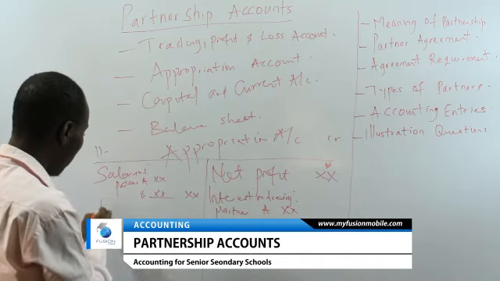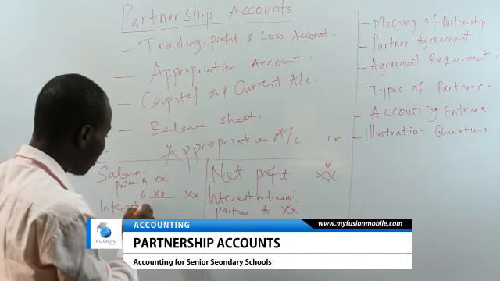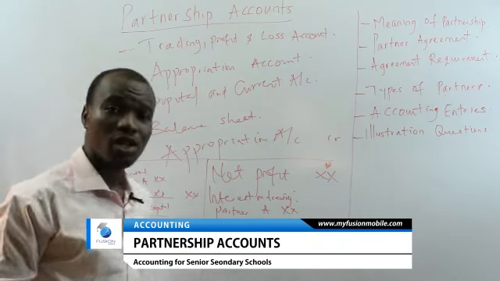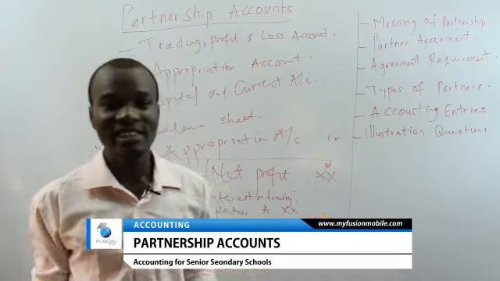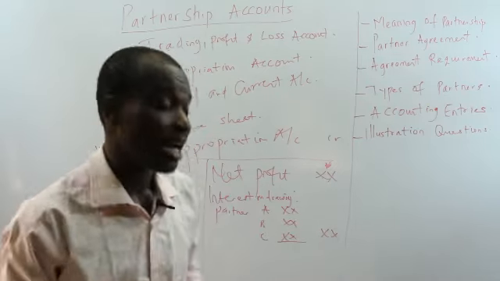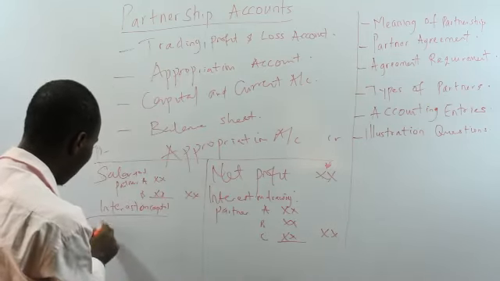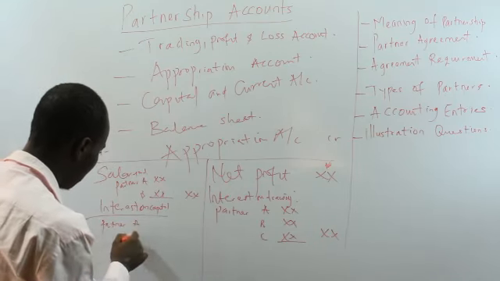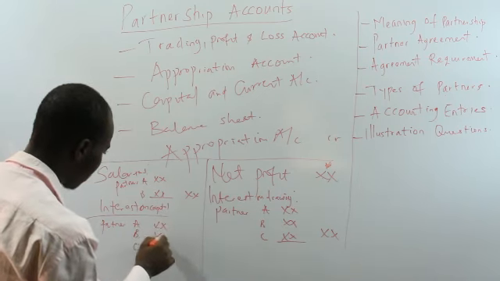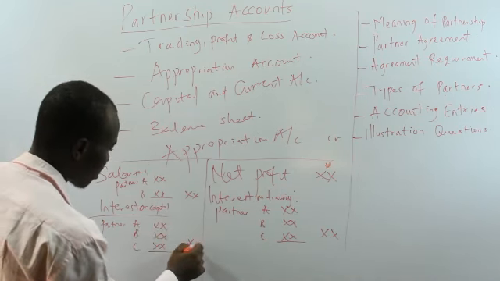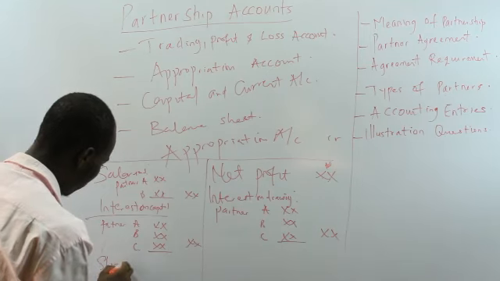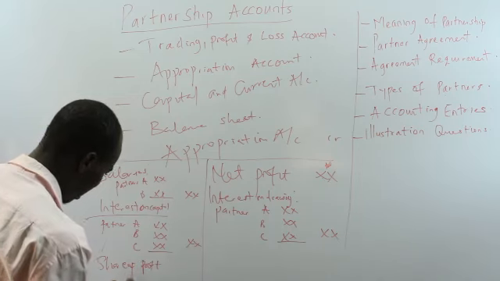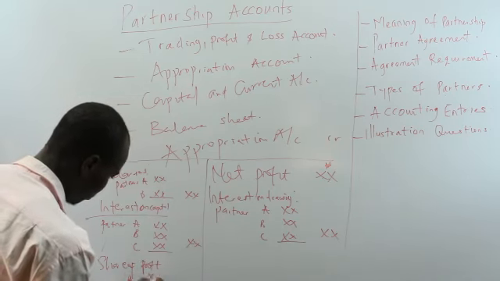So interest on capital. The accounting entry on interest on capital is to debit the appropriation account and credit the capital account of partners. So we have partner A, partner B, and C. You have excess. Now share of profit within the period, we have partner A, B, and C. Excess.